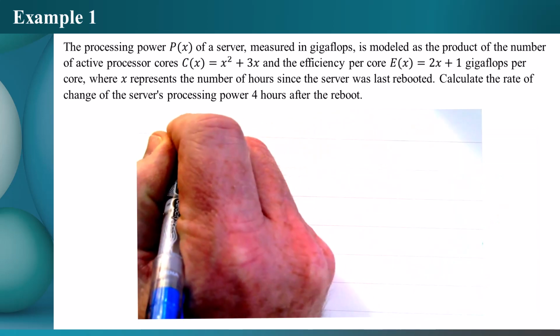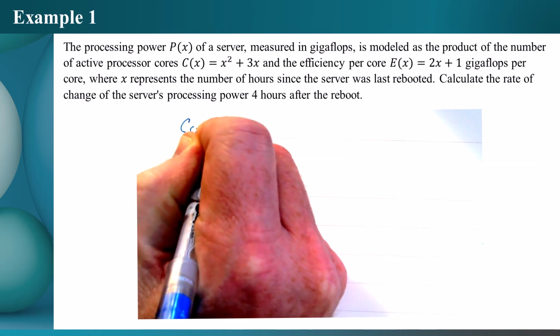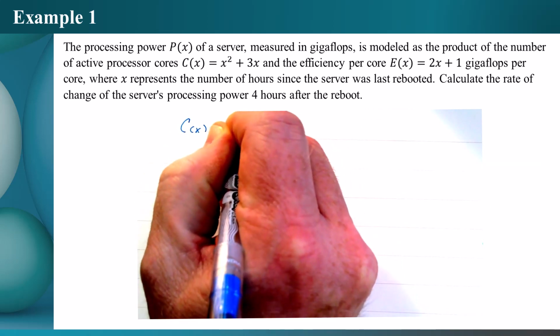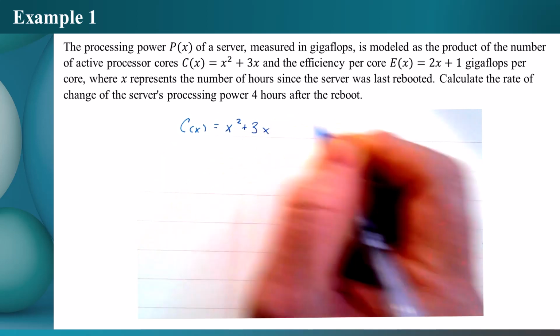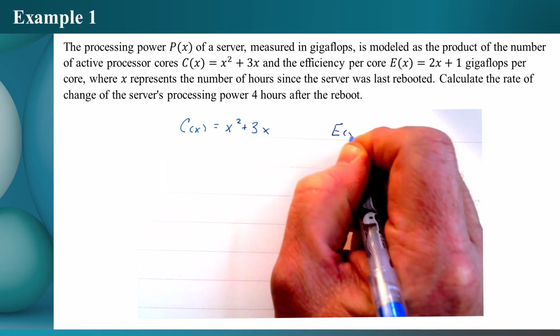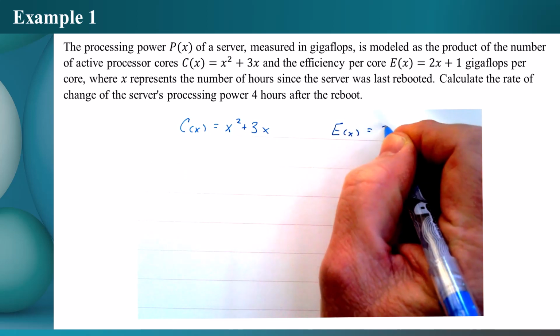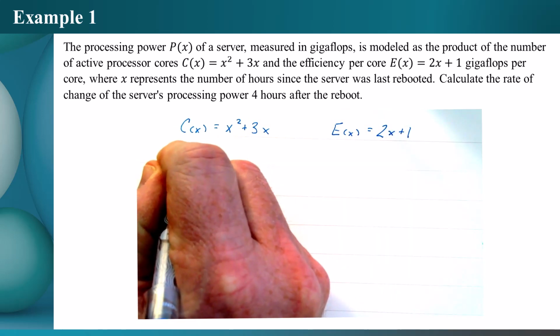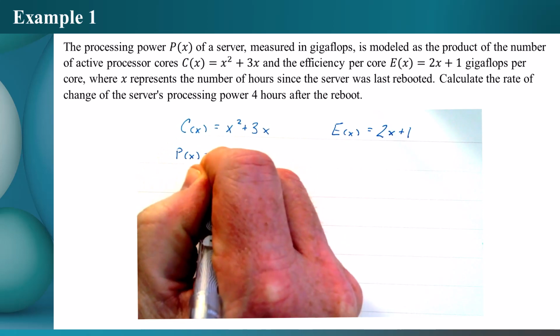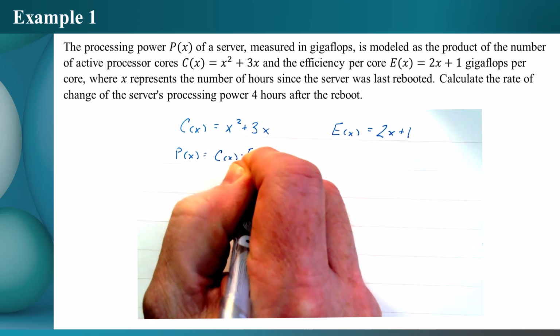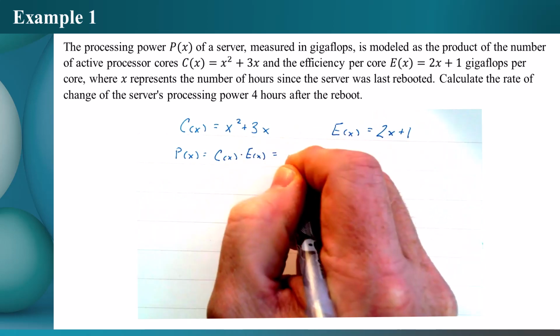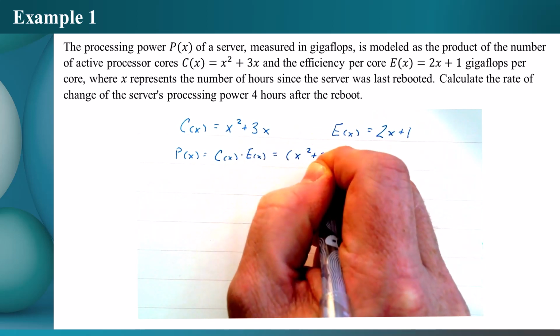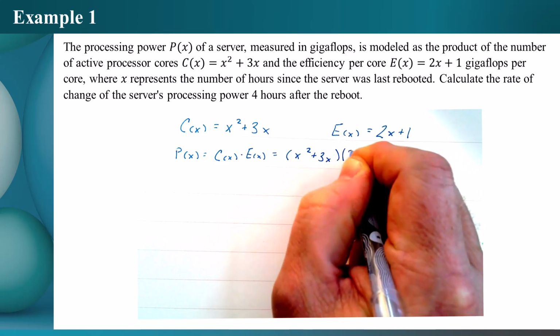Okay, so we know we've got the function C of x, which is given to us as x squared plus 3x. And we've got the function E of x, which we're told is equal to 2x plus 1. And now the processing power is the product of these two functions. So we have that the processing power, P of x, is equal to C of x times E of x, which equals x squared plus 3x times 2x plus 1.